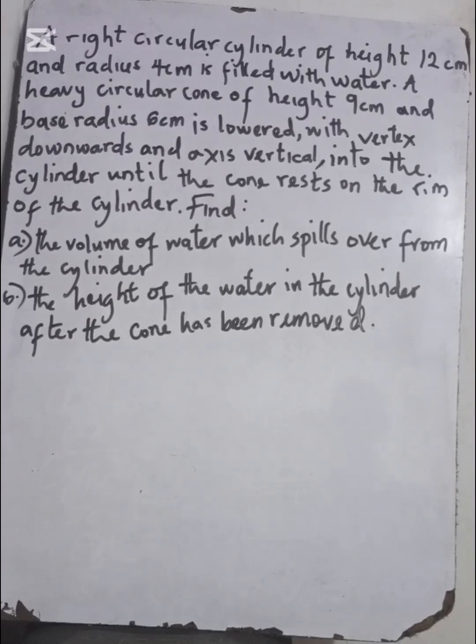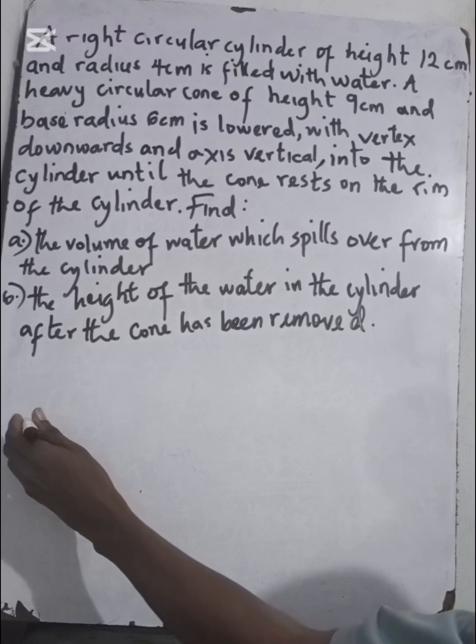Find the volume of the water which spilled over from the cylinder. Also, find the height of the water in the cylinder after the cone has been removed. What we need to look at here is, first we need to picture how the problem looks like.